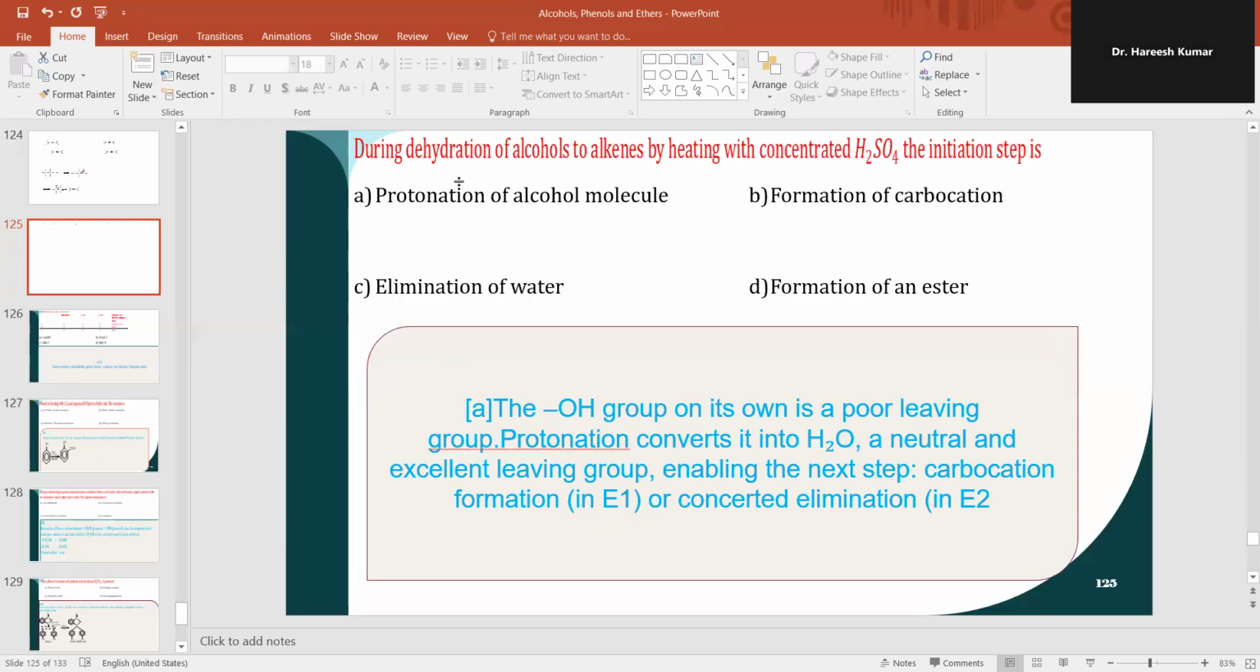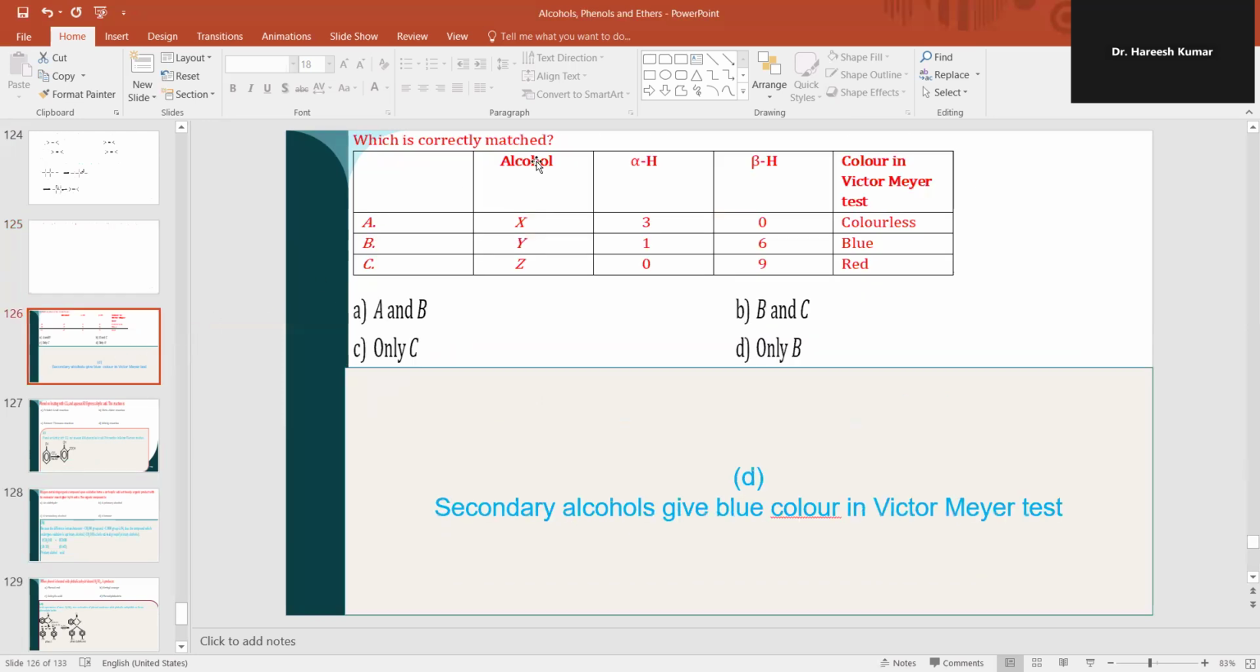Okay. So during dehydration of alcohol to alkenes by heating with concentrated sulfuric acid, the initiation step is protonation of alcohol. So first protonation and then elimination. Let's take another question. Which is correctly matched? And you know that the B1 will give you the blue color. So that means secondary alcohol gives blue color in Victor Meyer's test.